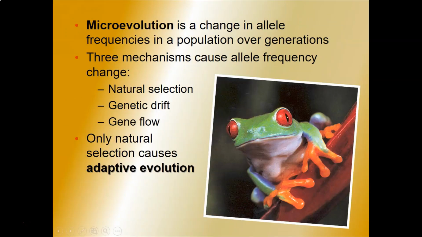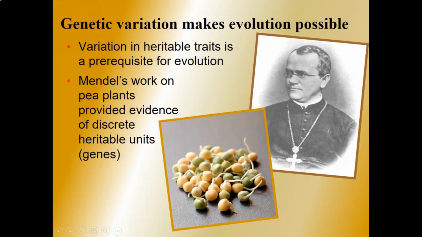So microevolution is a change in allele frequencies in a population over generations. And there are three mechanisms that cause allele frequency to change. Well, natural selection, of course, right? And then we're going to talk about these two later, genetic drift and gene flow. Basically, genetic drift is just chance happening to change an allele frequency. And then gene flow is basically like immigration or emigration. Okay, but I'll have other videos on those eventually. But only natural selection causes adaptive evolution, meaning that natural selection is the thing that's going to cause organisms to become better fit for their environment.